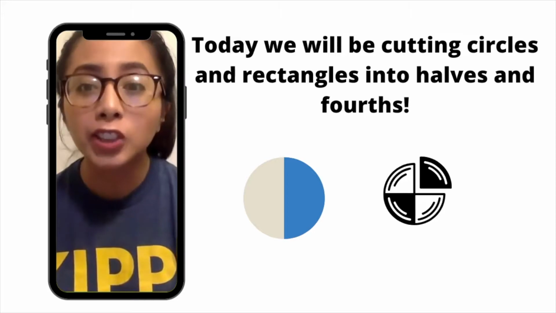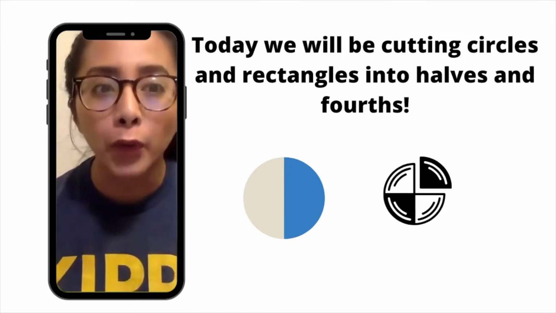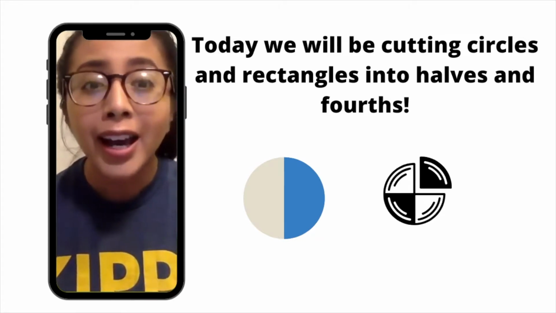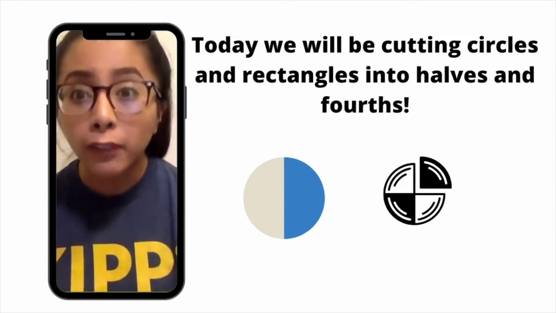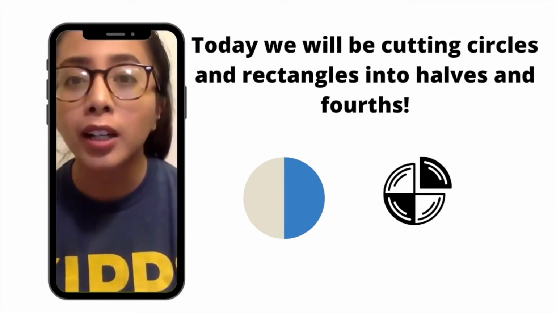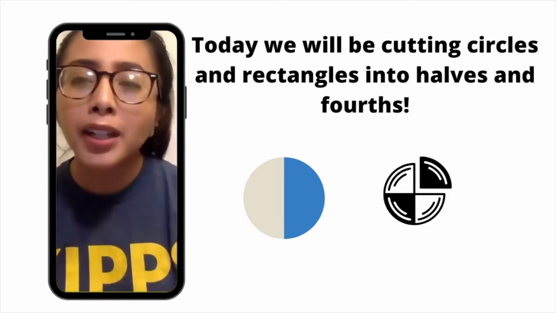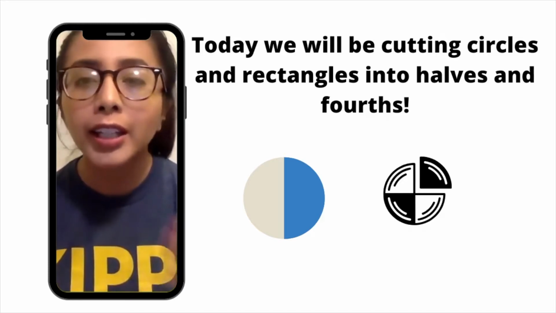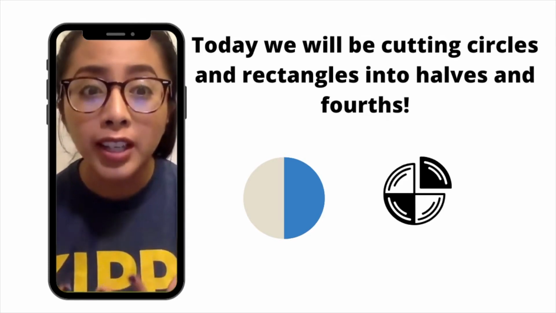Today we will be cutting circles and rectangles into halves and fourths. In order to have a half of something, I need to cut it into two pieces. To have a fourth of something, I need to cut the whole thing into four pieces. But I wonder if it matters how these pieces look. Can one piece be bigger than another? We're going to see.